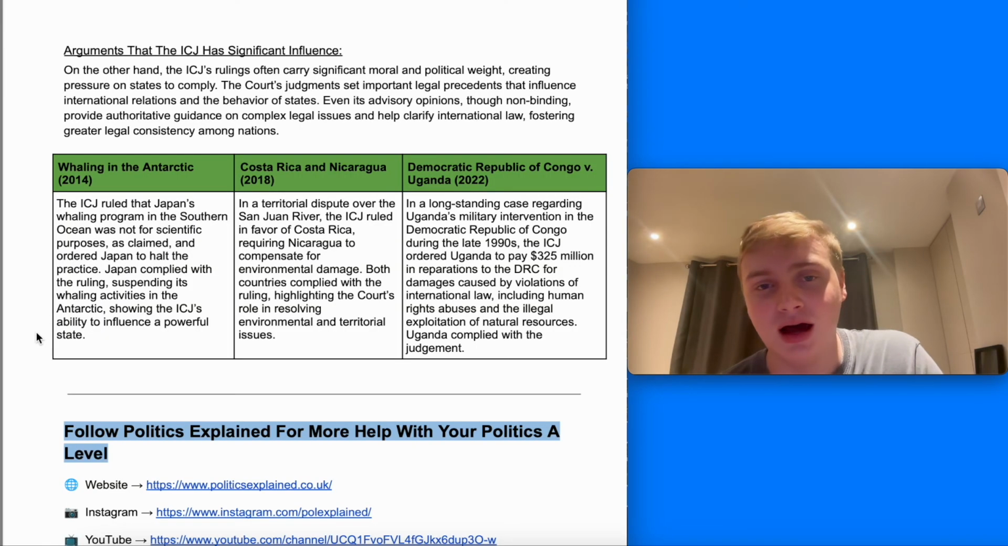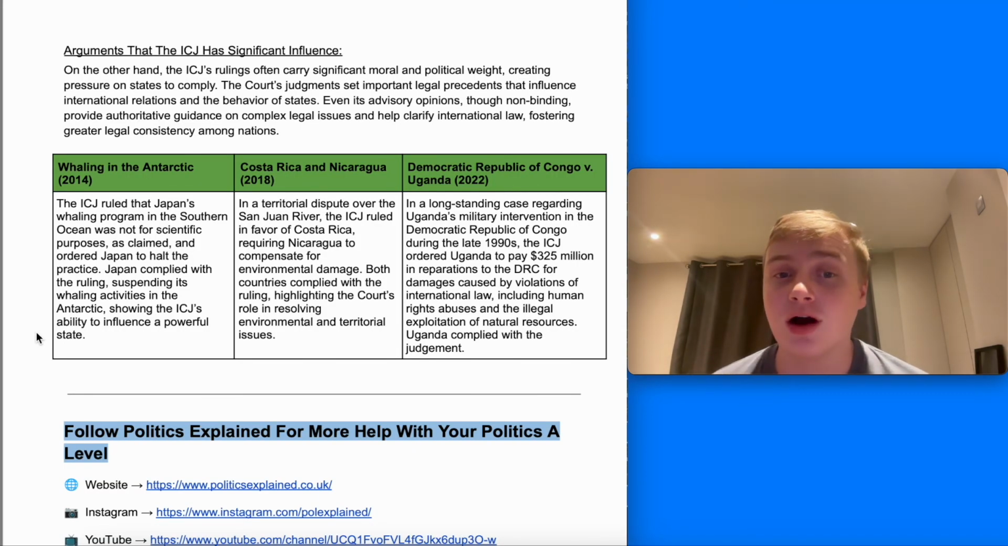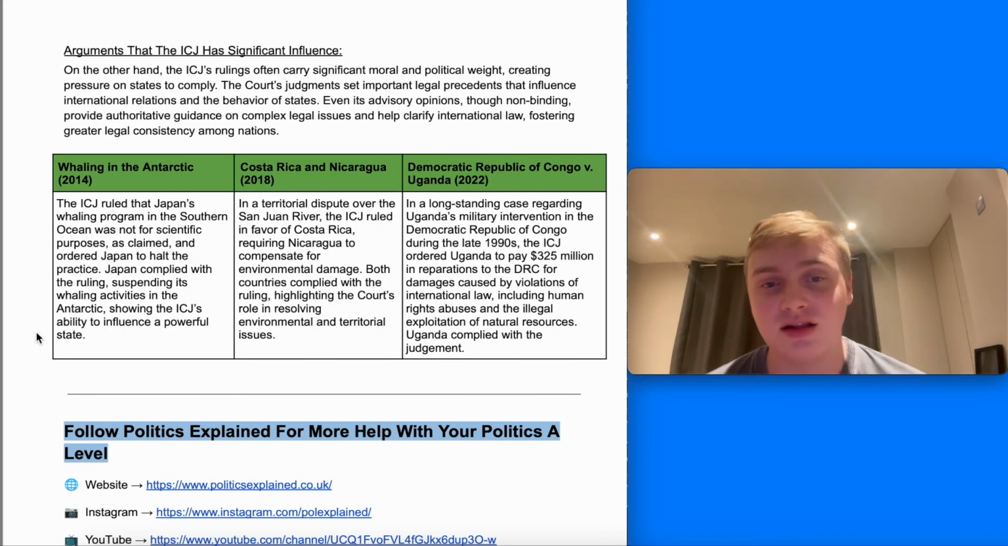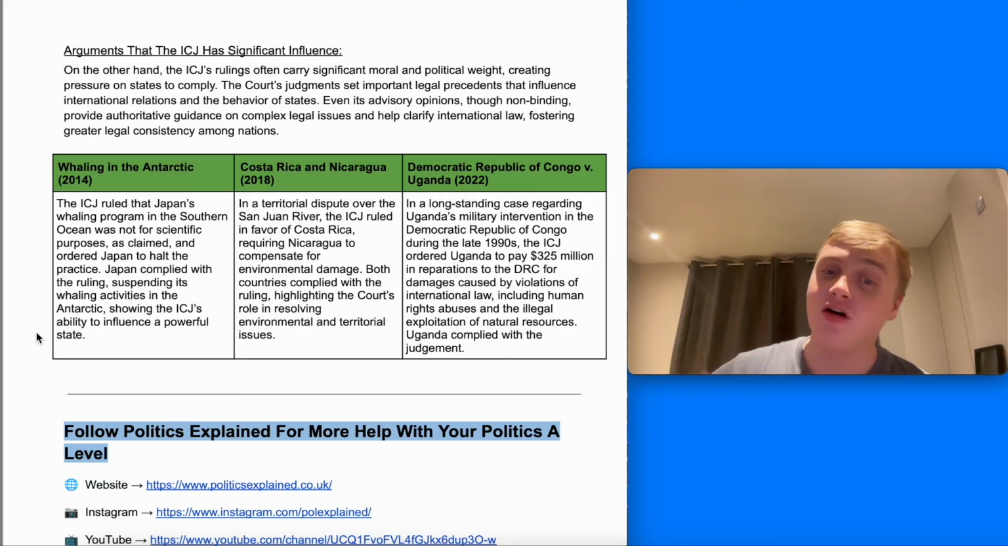and both states complied. And you have exactly the same with Democratic Republic of the Congo and Uganda, where there was a long-standing case regarding Uganda's military intervention in the DRC during the late 1990s, which the ICJ argued was against international law and required Uganda to pay reparations to the DRC for damages caused by violations of that international law. And the first payment has been made, the judgment is complied with.